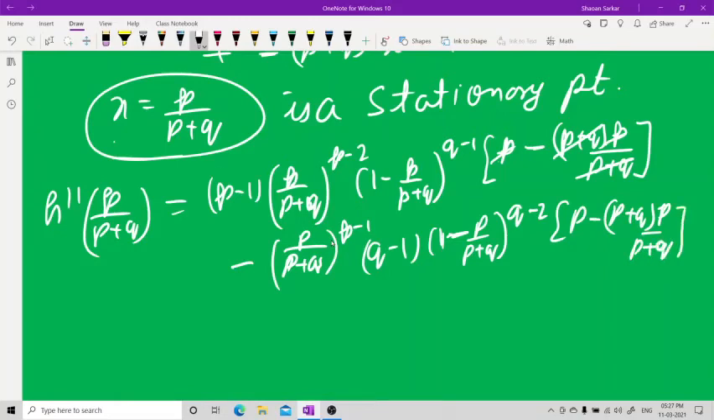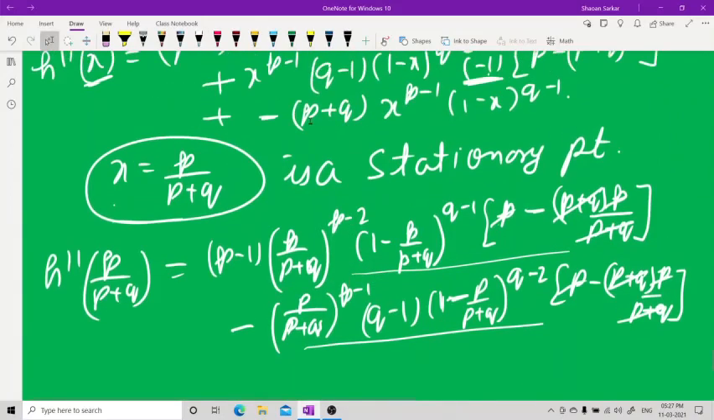Now this again will cancel with each other and become 0. This whole term will become 0. What you are left with, see, you are only left with this term. Just a minute, you are left with only this term, this complete term. Nothing else, only this term.